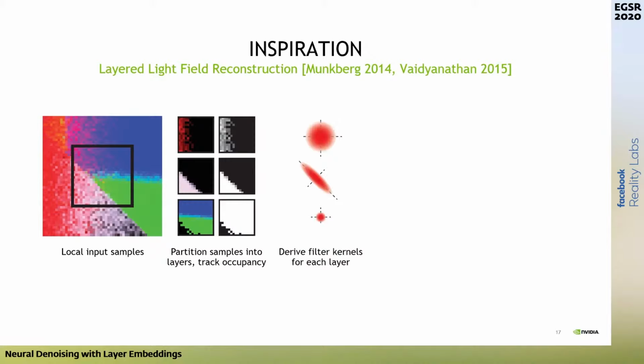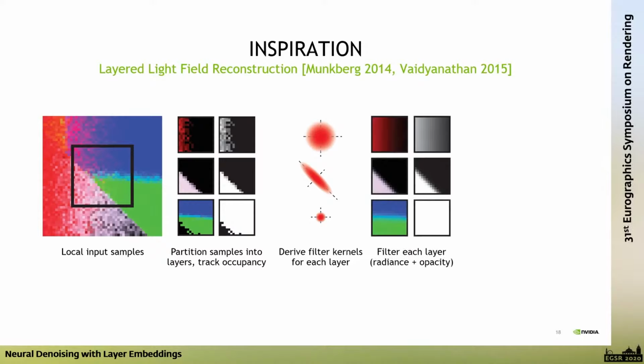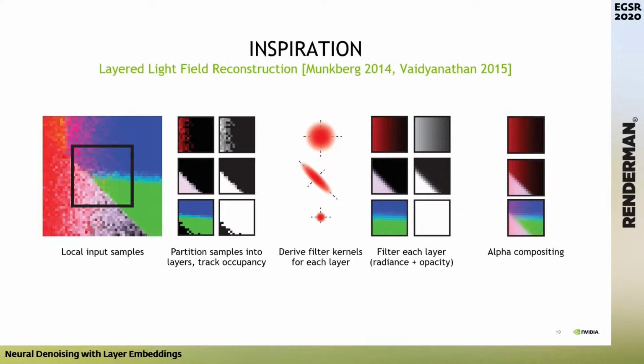Once we have the layers, we can now design filters for each of the layers. For the out-of-focus foreground, we use a large isotropic Gaussian filter. For the moving object, we use an anisotropic filter in the motion direction. For the static background, a small isotropic Gaussian filter. We then apply these filters to both the radiance and the occupancy mask to create an opacity. And we do this for all 3 layers. And finally, we do alpha compositing to generate the denoised output.